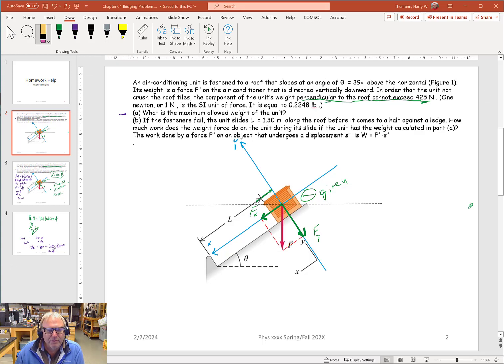Okay, troops. Oh, that's the title it suggests. This is chapter 1, homework problem. It's the last problem, the so-called bridging problem.